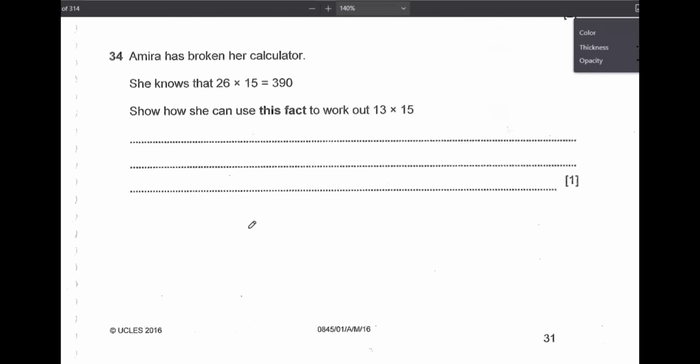Question number 34. We say Amira has broken her calculator. She knows that 26 multiplied by 15 is equal to 390. Show how she can use this fact to work out 13 multiplied by 15. 390 divided by 2. Yes, because 26 divided by 2 is equal to 13. So all we need to do is divide by 2. Okay, we say 390 divided by 2. And 390 divided by 2 is equal to what?